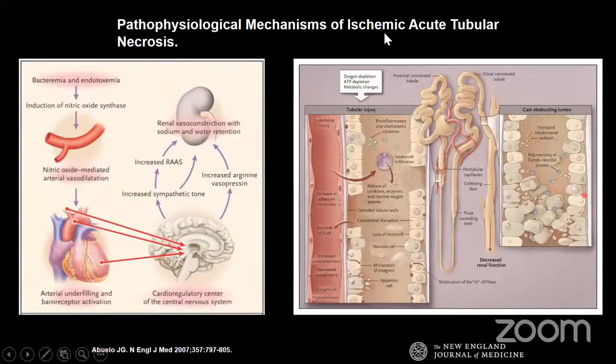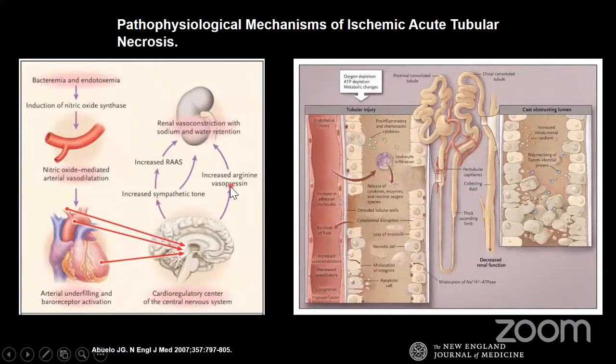Next, the pathophysiologic mechanism of ischemic acute tubular necrosis. So the mechanism I want to describe is the acute tubular necrosis of kidney injury in sepsis. If you start with this diagram, as I've mentioned before, we have bacteria, you have endotoxemia, you have induction of nitric oxide synthase. It causes nitric oxide mediated arterial vasodilatation, and then the heart communicates with the brain, and the brain increases sympathetic tone, activates the renin-angiotensin system, and it also increases arginine vasopressin.